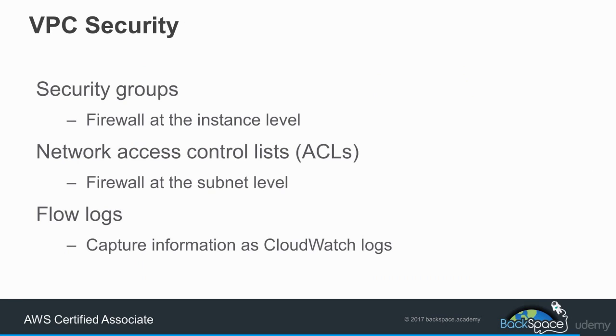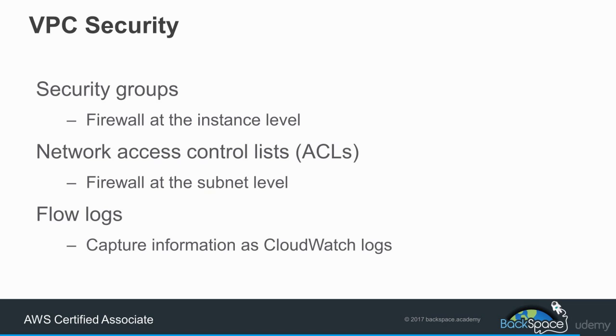So, VPC security. Obviously we have our route tables, but we also have other layers of security: security groups, network access control lists, and flow logs. Security groups operate at the instance level, so they are associated to individual EC2 instances launched within our VPC. Whereas network access control lists are associated to subnets, not to instances. So they provide an extra layer of defense.